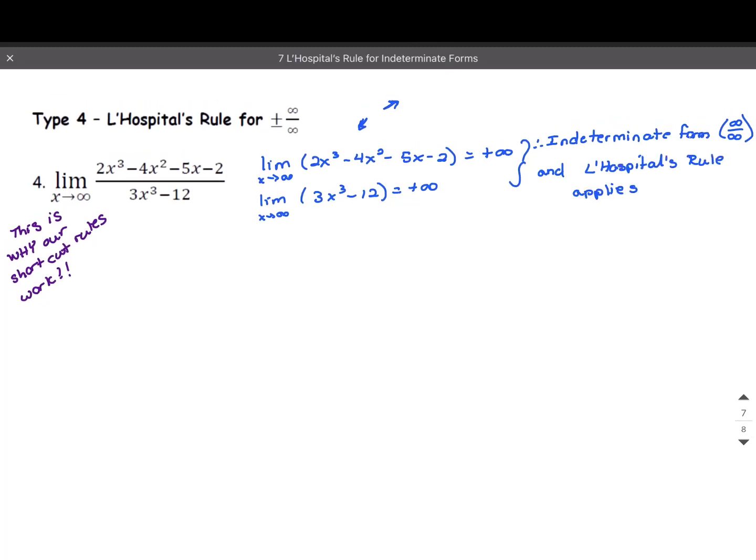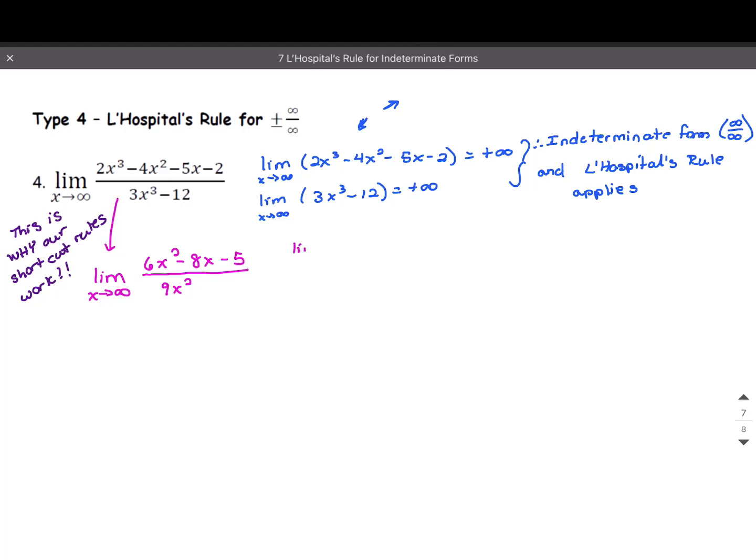So we're going to take this limit, and now we're going to say that's equal to the limit as x heads to infinity, and we're going to do the derivative of the top. Derivative of 2x cubed is 6x squared, minus the derivative of 4x squared is 8x, minus the derivative of 5x is 5, and the derivative of negative 2 is 0, over the derivative of 3x cubed is 9x squared, and the derivative of 12 is 0. So that's gone. Now we're going to take a limit again.